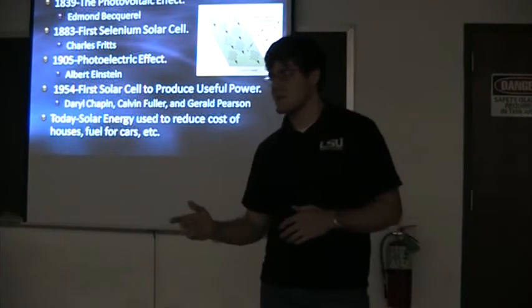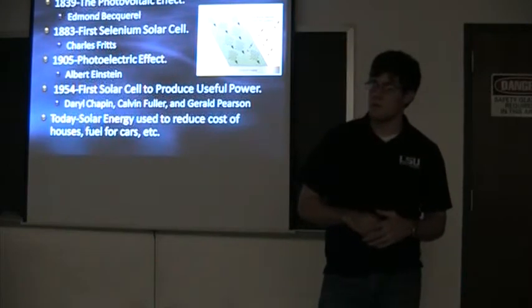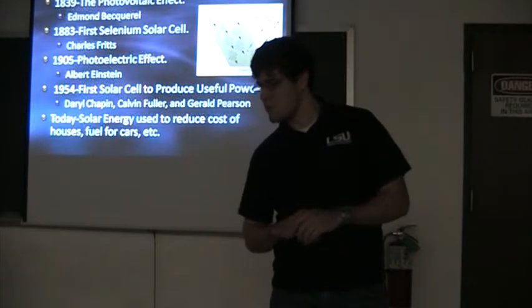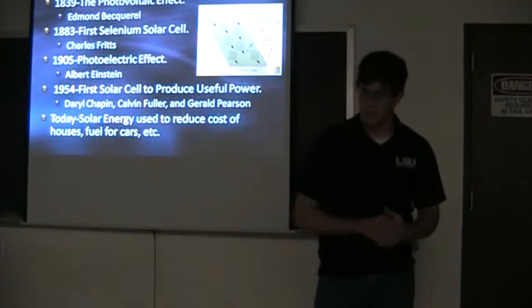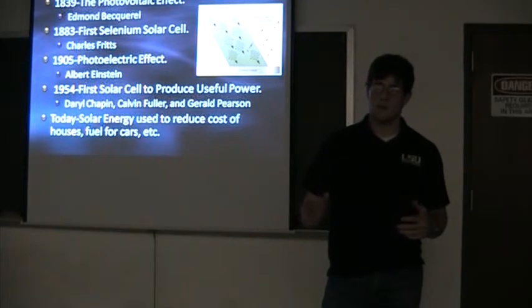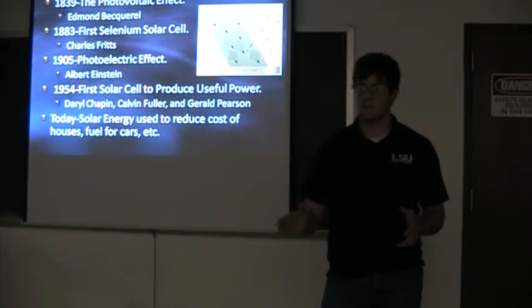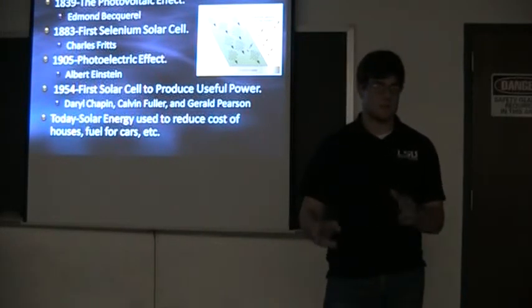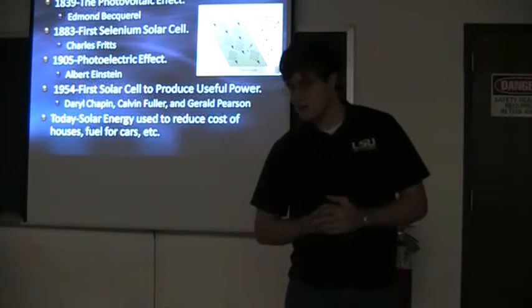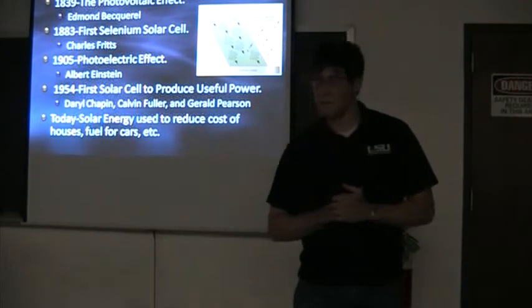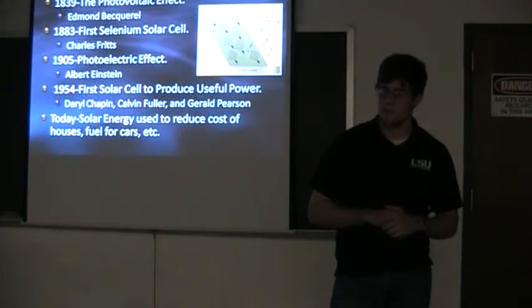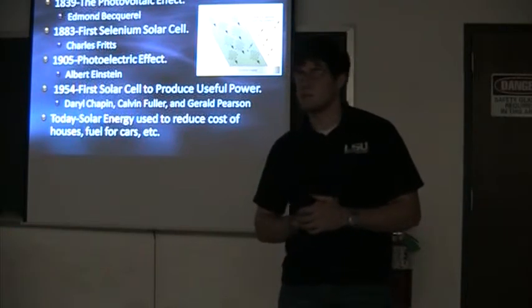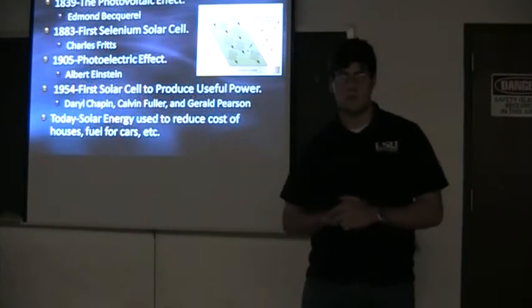This is the background. In 1839, the photovoltaic effect was discovered by Edmund Becquerel. That's pretty much when they discovered that light can produce a voltage between two positive and negative anodes. And then in 1883, the first selenium solar cell was invented by Charles Fritz, and selenium is one of the main materials used in solar energy.